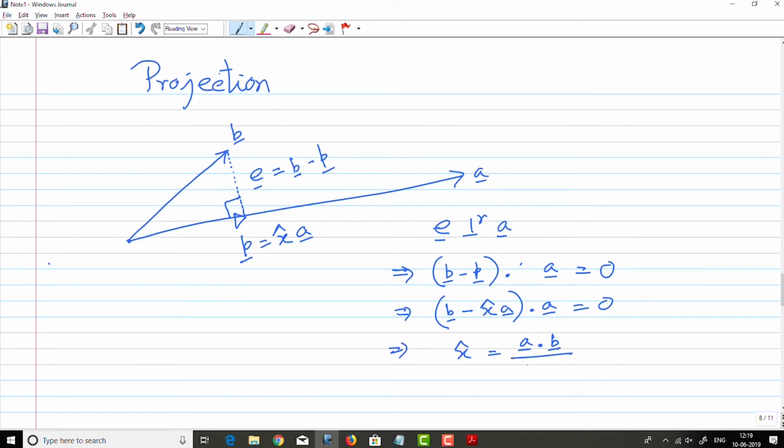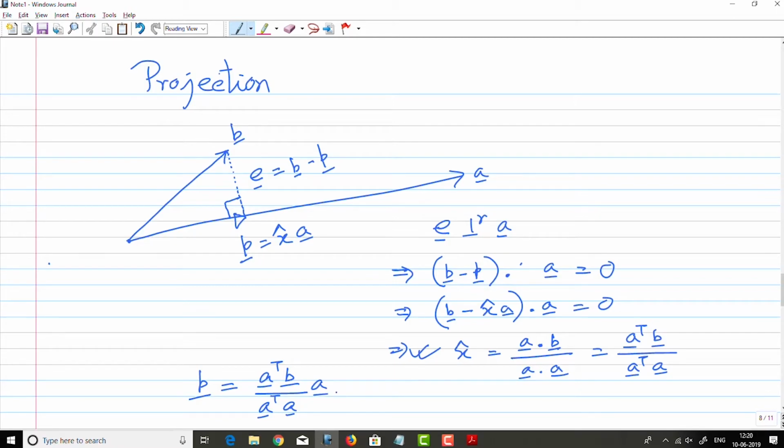divided by A dot A. A dot B or B dot A, both are equivalent. You can also write it using matrix notation as A transpose B by A transpose A. So this is one quantity, x cap, the scalar component, and your actual vector is A transpose B by A transpose A into A.